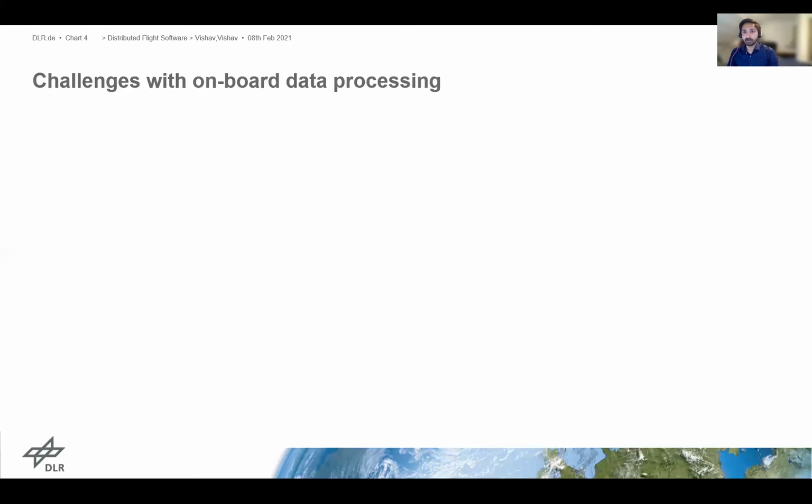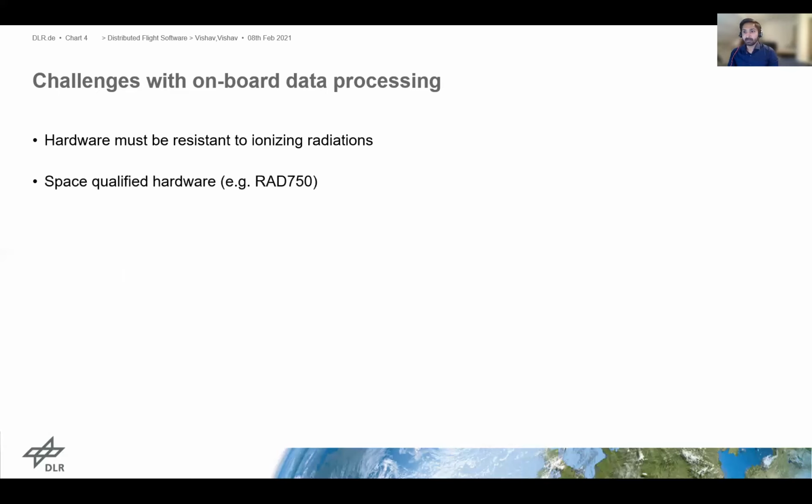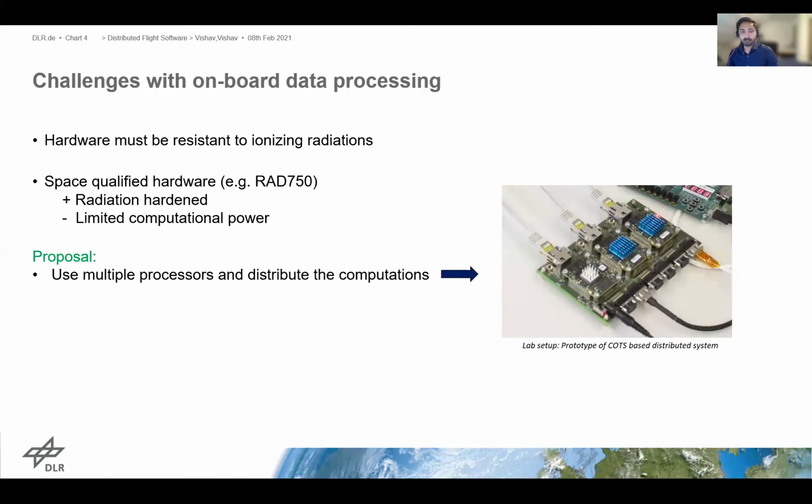In the past, there have always been challenges with onboard data processing. And the reasons are as follows. For any space mission, it is important to have hardware that is resistant to ionizing radiation. Space qualified hardware like the RAD750 is capable of providing resistance against radiation. Hence, they are called radiation hardened devices. However, on the downside, they have limited power as compared to commercial off-the-shelf processors. This shortcoming can be overcome by using multiple processors and distributing the computations among them.